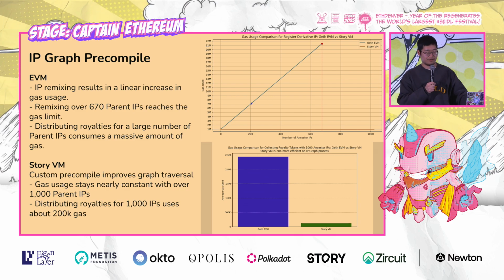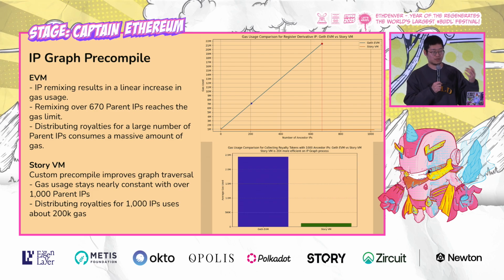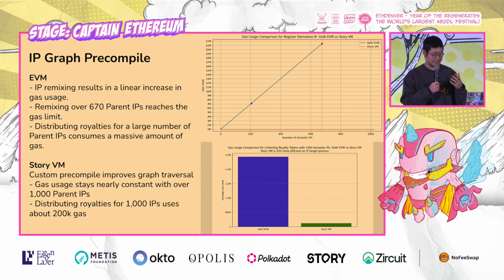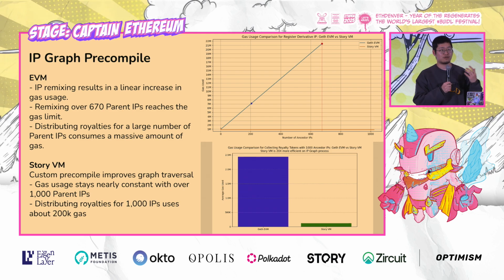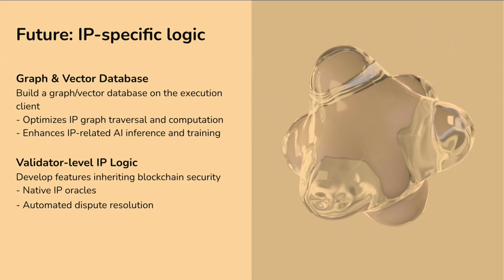So for Story VM, what we did is precompile the IP graph within the Geth client, so the usage stays near consistent even over 1,000 remixed IPs, and distributing royalties to those 1,000 IPs will remain at 200K gas. As you can see from the diagram on the left, we did a comparison between the EVM native protocol and our layer 1 deployed protocol.